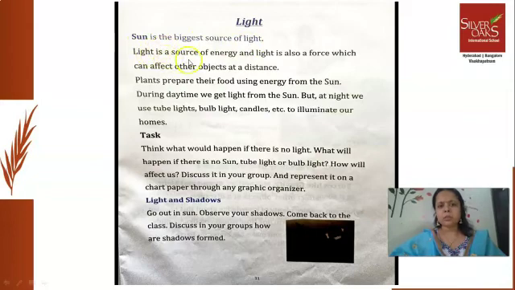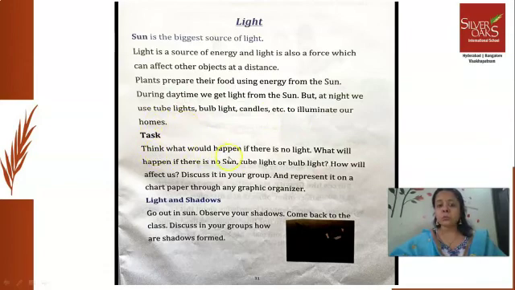Sun is the biggest source of light. Light is a source of energy and light is also a force which can affect other objects at a distance. Plants prepare their food using energy from the sun. During daytime, we get light from the sun, but at night, we use tube lights, bulb lights, candles, etc. to illuminate our homes.